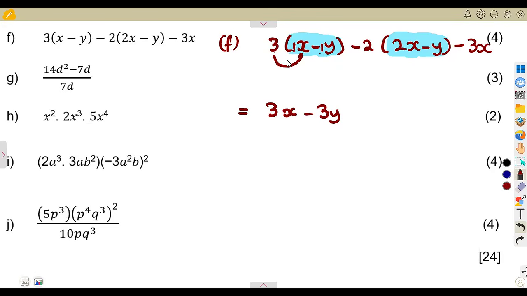Okay, so we are done with the 3. The 3 multiplied this also. So the same thing with the minus 2. The minus 2 here multiplies this number here. Minus 2 times 2. That's a minus 4. So that's minus 4, but we've got what?